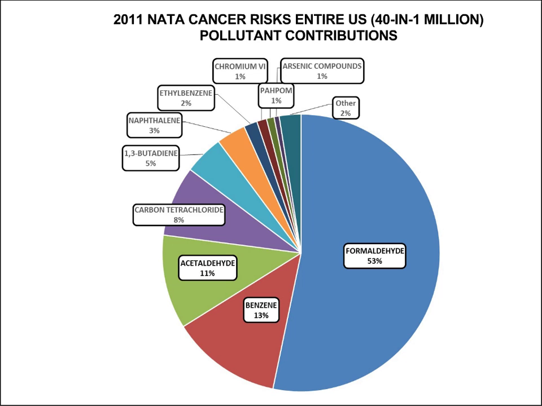Okay? So looking at that pie chart, though, benzene is about 13%. You'll see carbon tetrachloride on there. Carbon tetrachloride is actually, there are very, very few emissions of it in the U.S. It's coming from internationally transported pollutants.